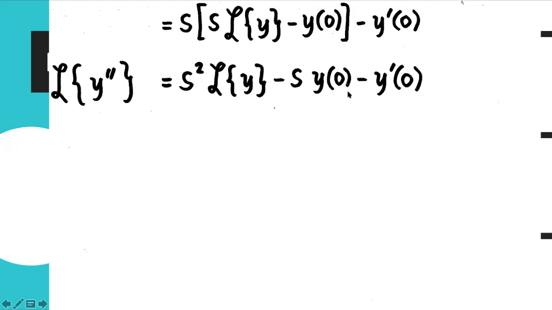Okay? Sa case naman ng y natin, di ba yung first term is Laplace of y. Yung second term natin is y as a function of y of 0. Ibig sabihin yung value ni y at the independent variable equal to 0, tama. And then the third term is the first derivative of y, the value of the first derivative at the independent variable equal to 0.